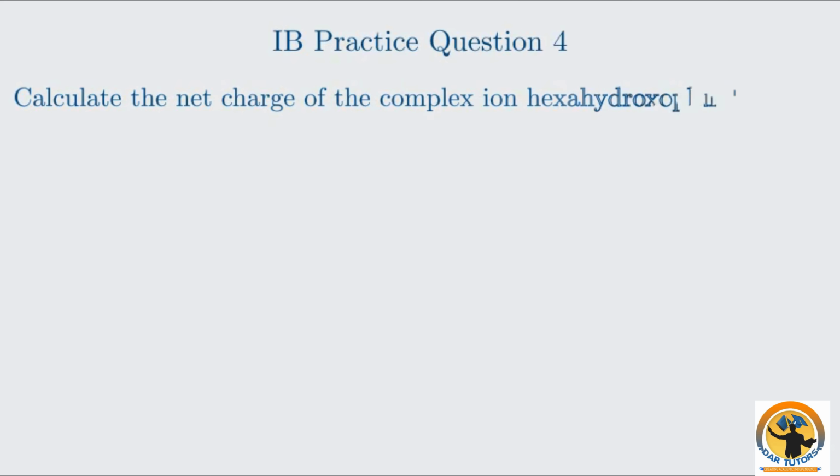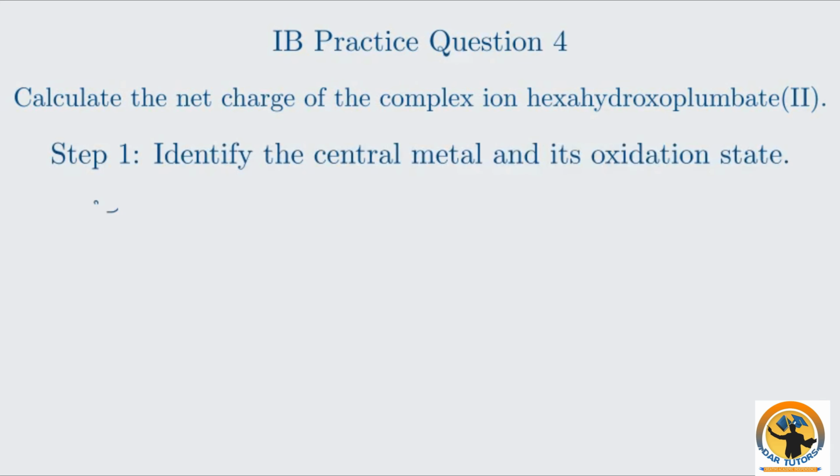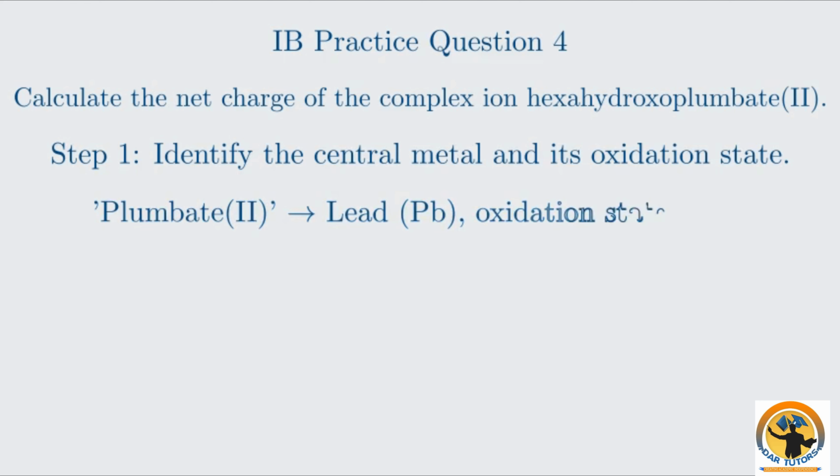Question 4 asks for the net charge of the complex ion hexahydroxoplumbate(II). This question combines naming conventions with oxidation state calculations. First, we need to extract the information from the name. Plumbate tells us the central metal is lead. The Roman numeral 2 tells us the oxidation state of the lead, Pb, is +2.